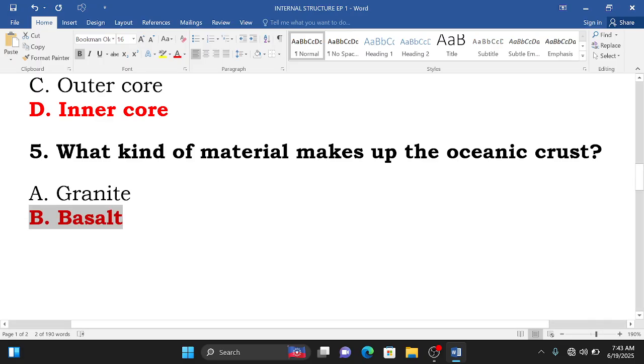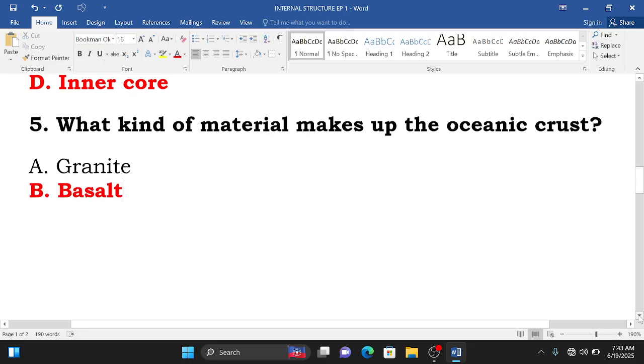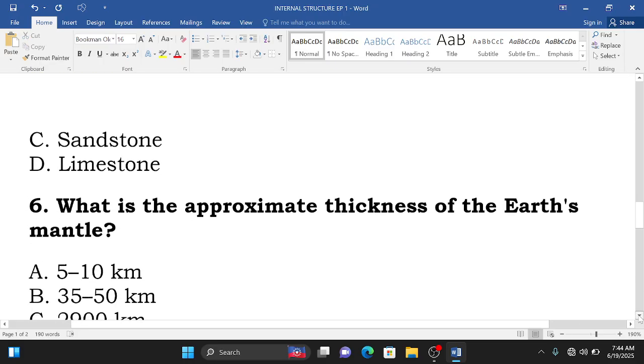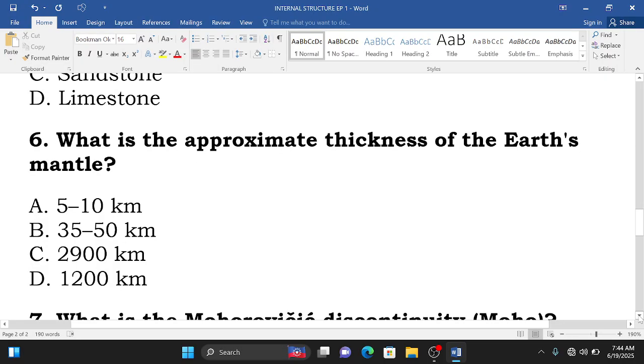We go to question number 6. The question is asking what is the approximate thickness of the earth's mantle? A. 5 to 10 kilometers, B. 35 to 50 kilometers, C. 2,900 kilometers, D. 1,200 kilometers. So the correct answer is C. So the approximate thickness of the earth's mantle is 2,900 kilometers. We go to question number 7.